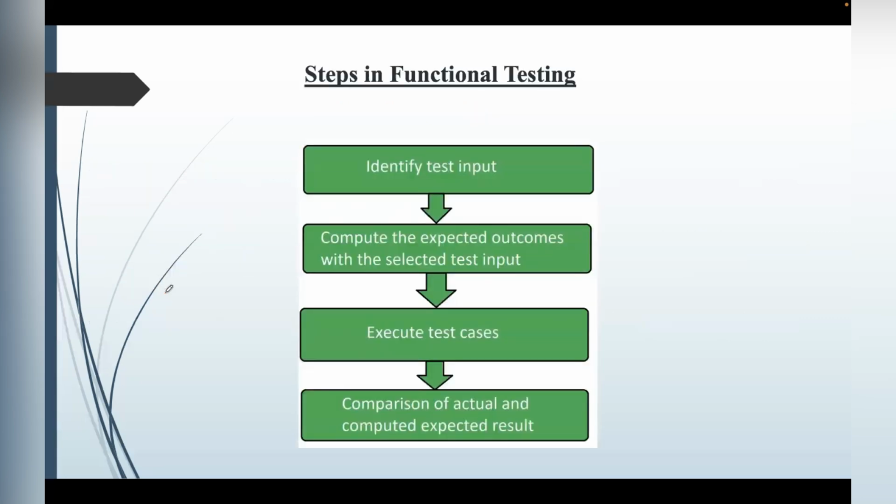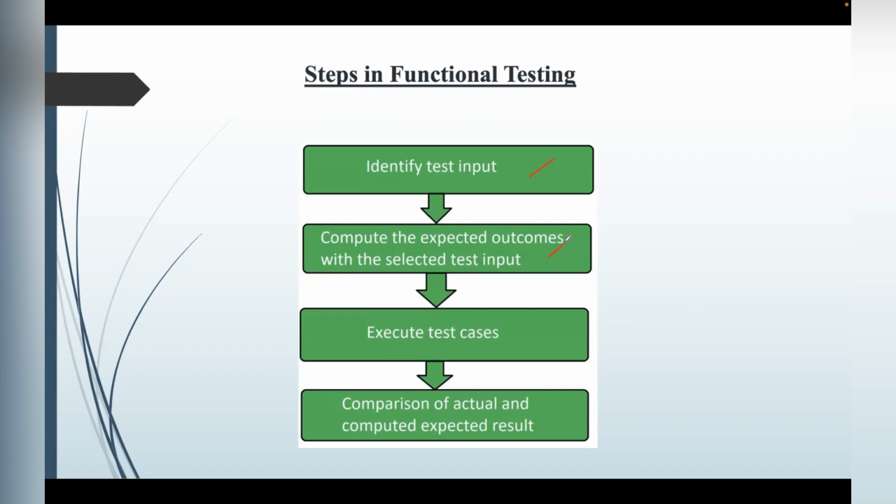Steps in functional testing. First step is to identify test input. This step involves identifying the functionality that needs to be tested. It can vary from testing the usability functions and main functions to error conditions. Second step is to compute the expected outcomes with the selected test input. Here we need to create input data based on the specifications of the function and determine the output based on the specifications.